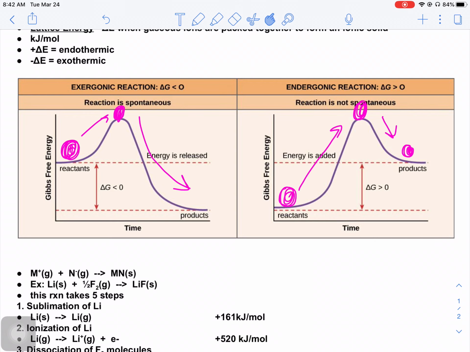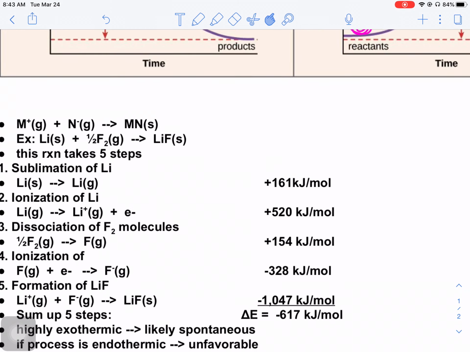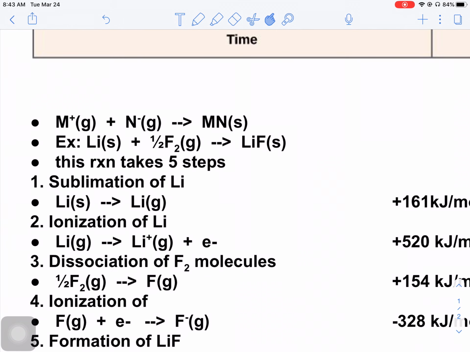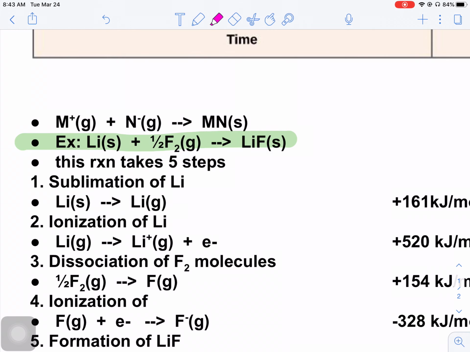All right, so one of the things you guys are going to have to do in tonight's homework is some calculations. So we want to know how much energy is going to be needed in order to make lithium fluoride in this case. Now, this reaction takes 5 steps. So, step 1 is, think back to our definition. This takes place in a gaseous state.